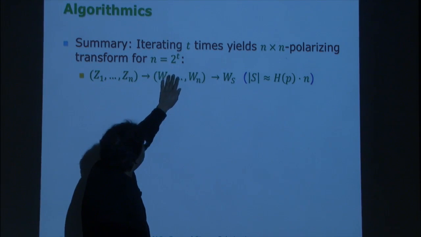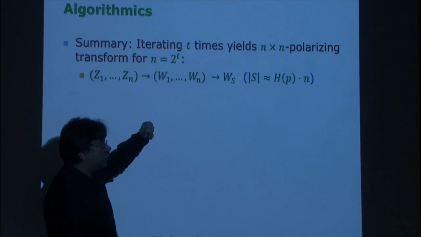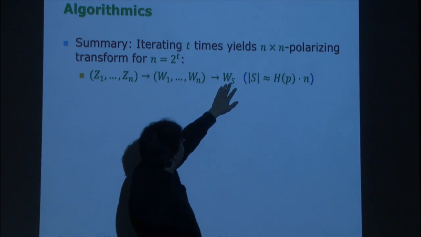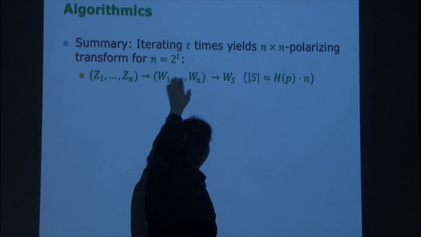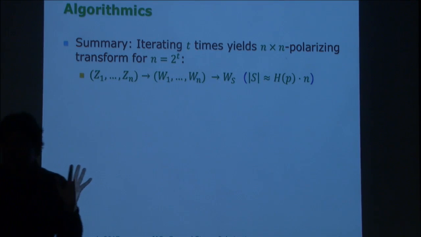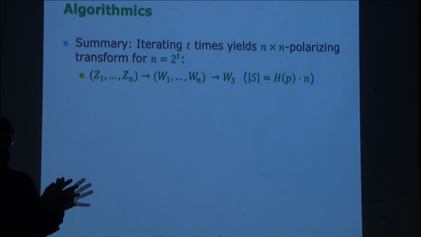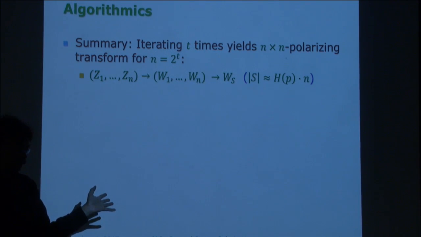But our hope is that most of these have conditional entropy very close to 0 or very close to 1. We will only output a subset S of these coordinates, which will have size roughly H(p) times n, and that is our compression scheme. So you perform this invertible map, and then output a projection down to a subset. That's compression.